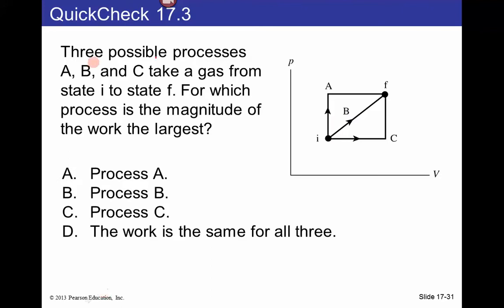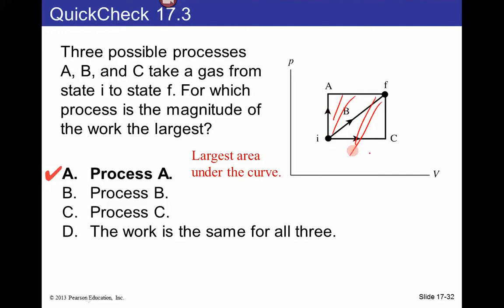Another question here, you have three possible processes, A, B, and C, and they all take the gas from I to F, from initial to final. For which process is the magnitude of the work the largest? For which one of the three processes? Take a minute. And the answer is process A, right? Because the area under this graph here is the greater area.